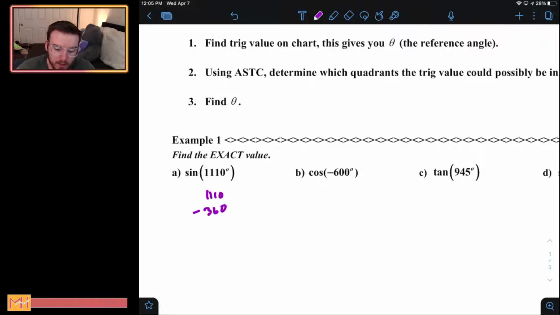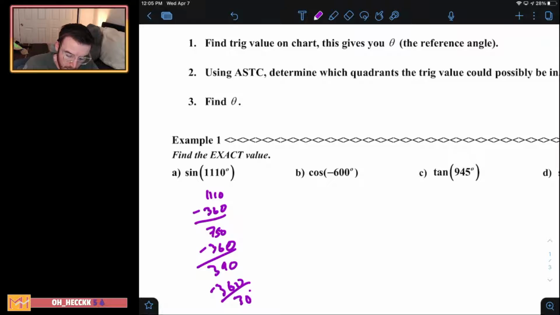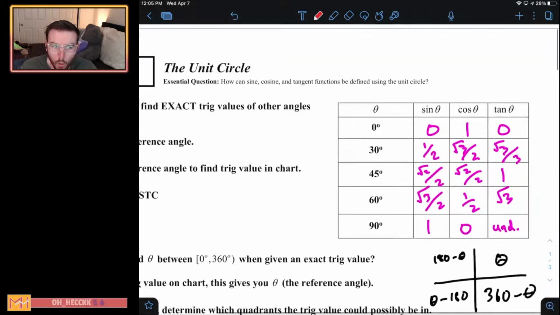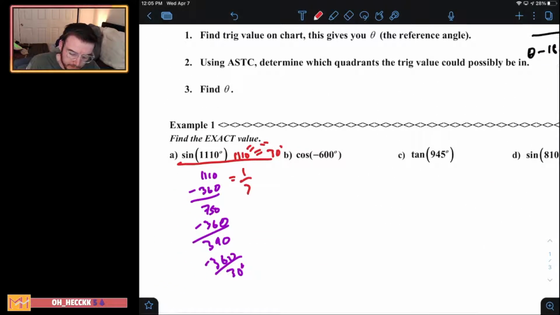I'm going to do this off screen on a calculator. 1,110 minus 360 gives me 750, but then I subtract 360 again, and it gives me 390. I subtract 360 again, and it gives me 30. So 1,110 is essentially equal, I'm going to put that in quotes, to 30 degrees. So what is sine of 30 degrees? Looking at this chart, the answer is 1/2. So 1,110 degrees seems like a very big, intimidating number, but shrink it down using the idea of coterminal angles, and once you've found the number, then you're on your way.